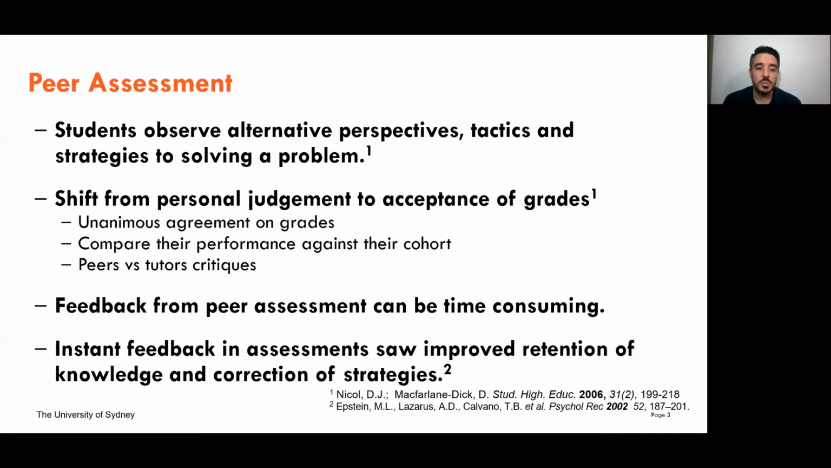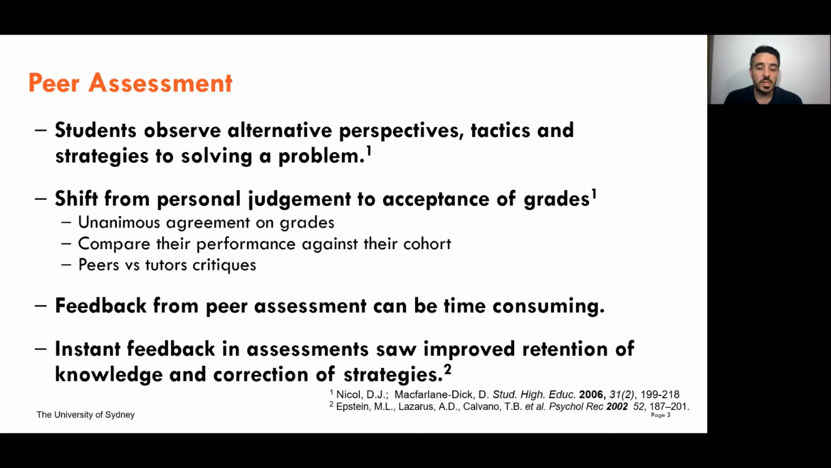One is that there's a unanimous agreement of grades, like in a democracy. Another one is that students are able to directly compare their performance against their peers and understand where their marks were lost. And also we found that students tend to be more accepting of their peers' critiques than their teachers or tutors. However, one of the downsides of peer assessment is that it's often time-consuming to collect grades and feedback.